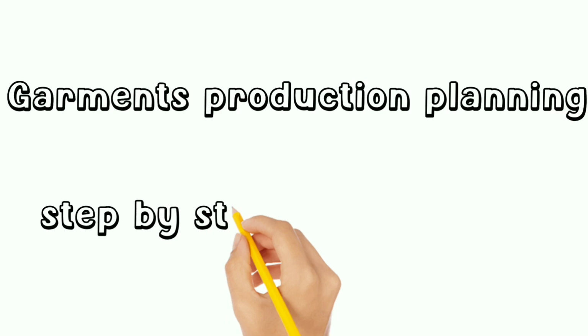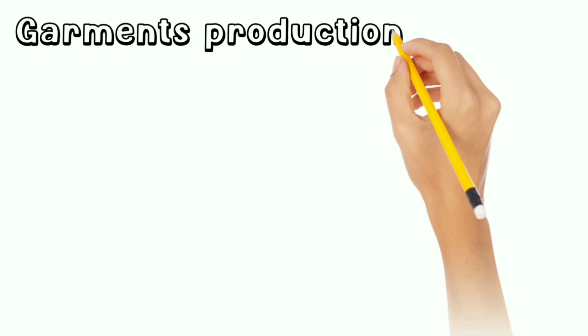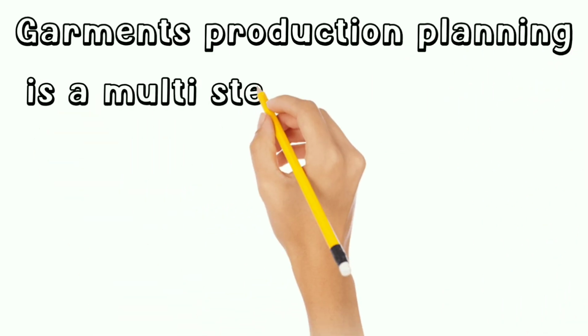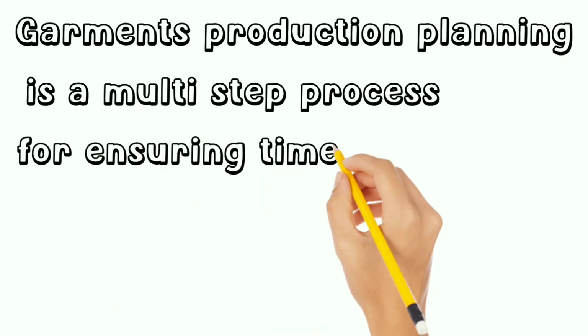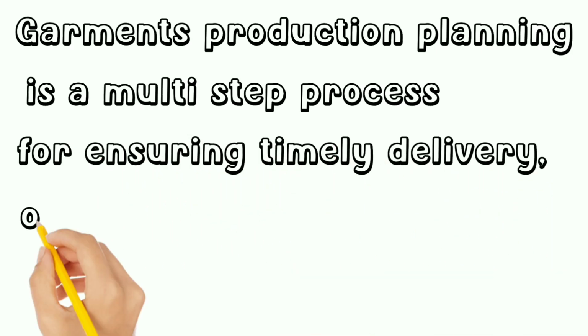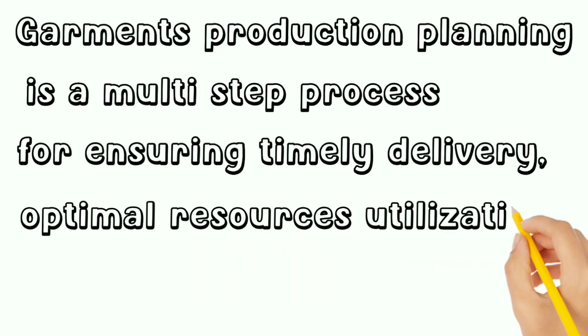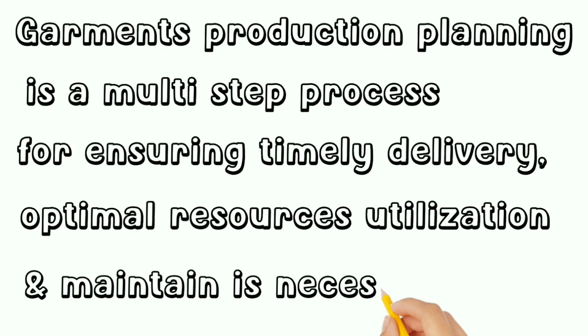Garments production planning step by step is today's topic. Garments production planning is a multi-step process for ensuring timely delivery, optimal resource utilization, and maintaining quality, which is necessary.